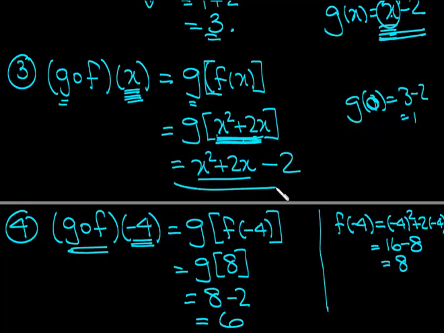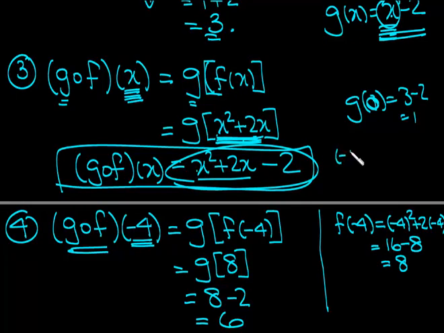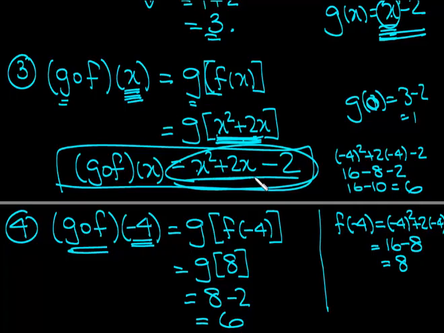And we can test it over here because we already have that new function, don't we? If you wanted to test it, you could find this and then evaluate that at negative 4. So let's do that on the side. X is negative 4, so we get negative 4 squared plus 2 times negative 4 minus 2. So we end up with negative 4 squared is 16 minus 8 minus 2. So we get 16 minus 10, which is 6, which is what we had. But to do it this way, we would have to first find the function. But if they just want the value, you can do that.